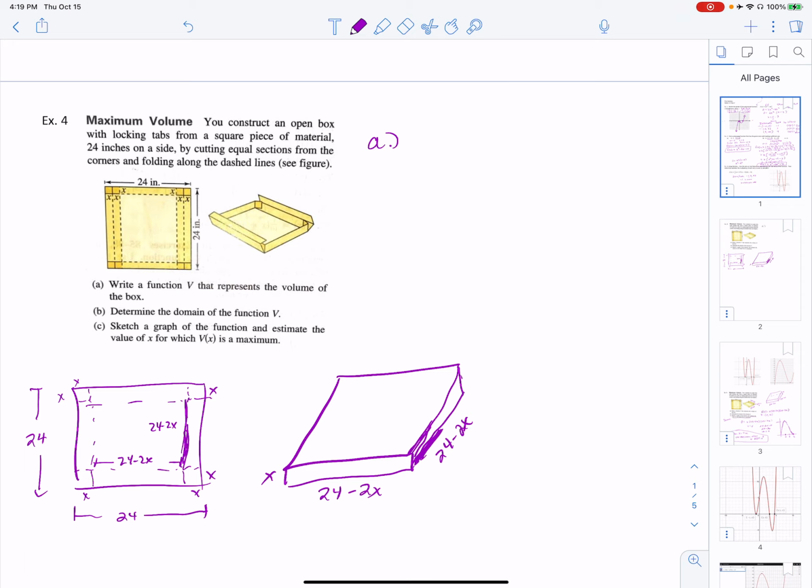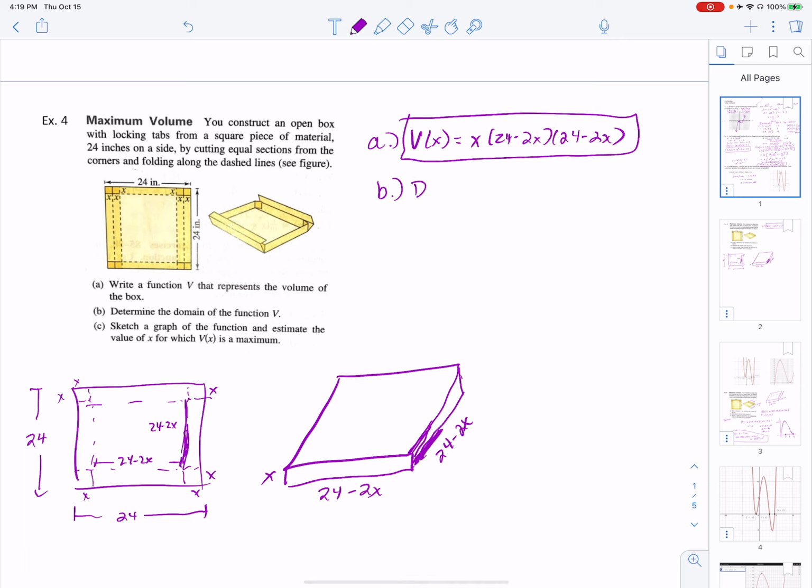So in part A, when it says write the function v that represents the volume, well, volume is length times width times height. So v of x is x times 24 minus 2x, 24 minus 2x. And there is your answer to A. That is a function, so you need the v of x equals the volume of the box, and just leave it in factored form.